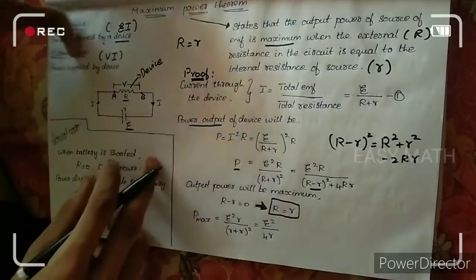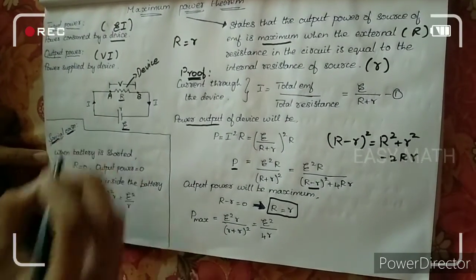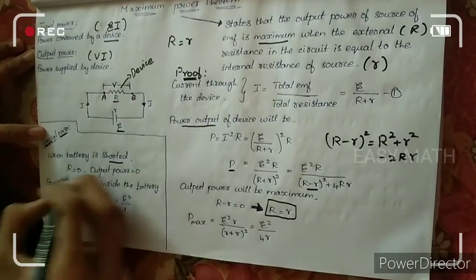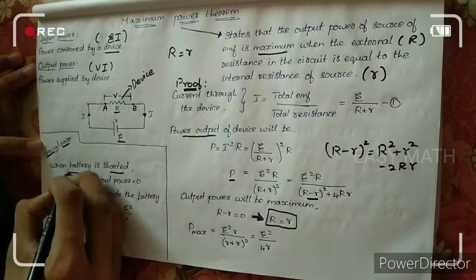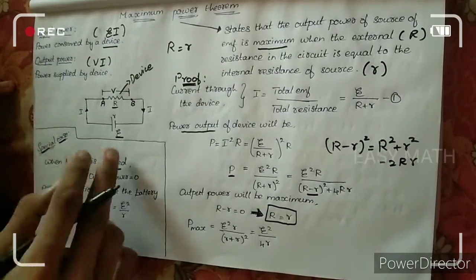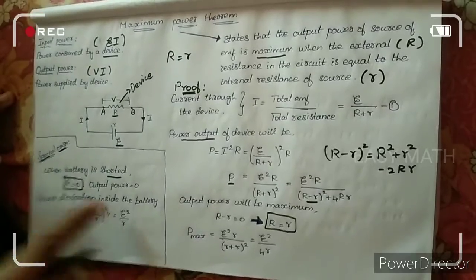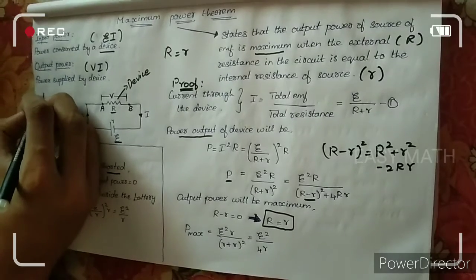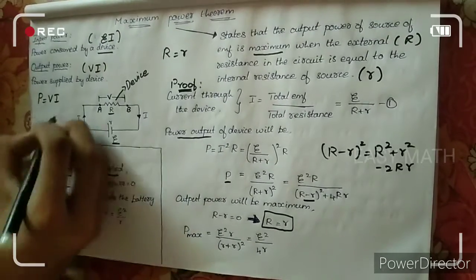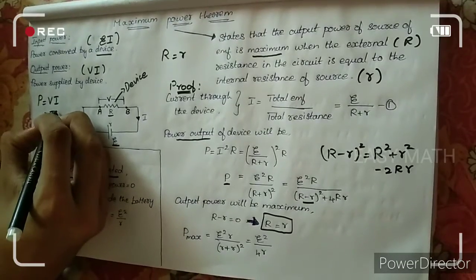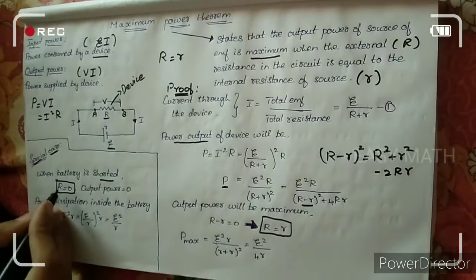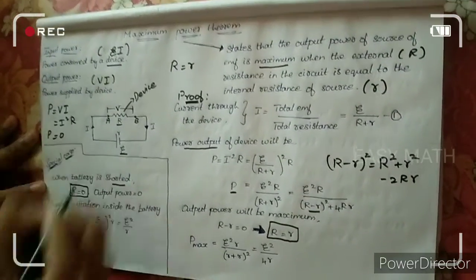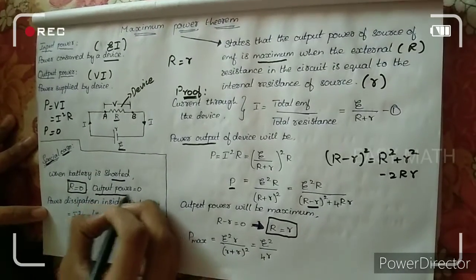The special case of maximum power theorem: when the battery is shorted. That means the resistance R is equal to 0. If R is equal to 0, then output power will be equal to 0, because we know output power is equal to VI, which is equal to I square R. When the battery is shorted, R is equal to 0, then P is equal to 0. Output power is equal to 0.